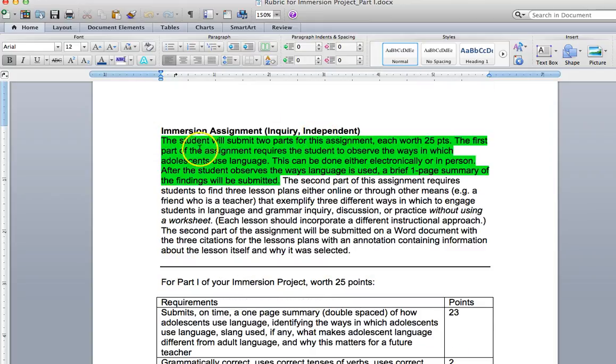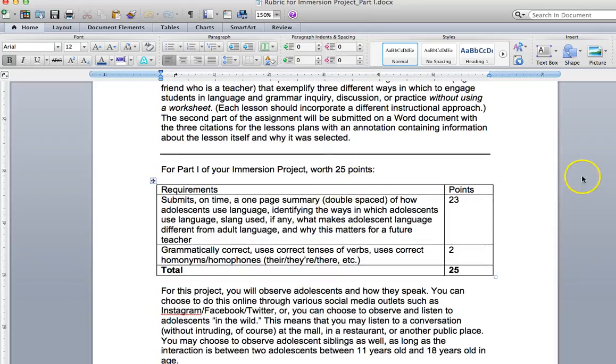Keep in mind that this highlighted portion is part 1, so you don't have to worry about this portion yet. For part 1, you will submit on time a one-page summary. It can be double-spaced, so it's not too much work, of how adolescents use language, identifying the ways in which adolescents use language, slang, what makes adolescent language different from adult language, and why this matters for you as a future teacher. You also want to make sure that what you're submitting to me is grammatically correct, using correct tenses of verbs, using correct homonyms and homophones. I think that's very important for an applied linguistics course.